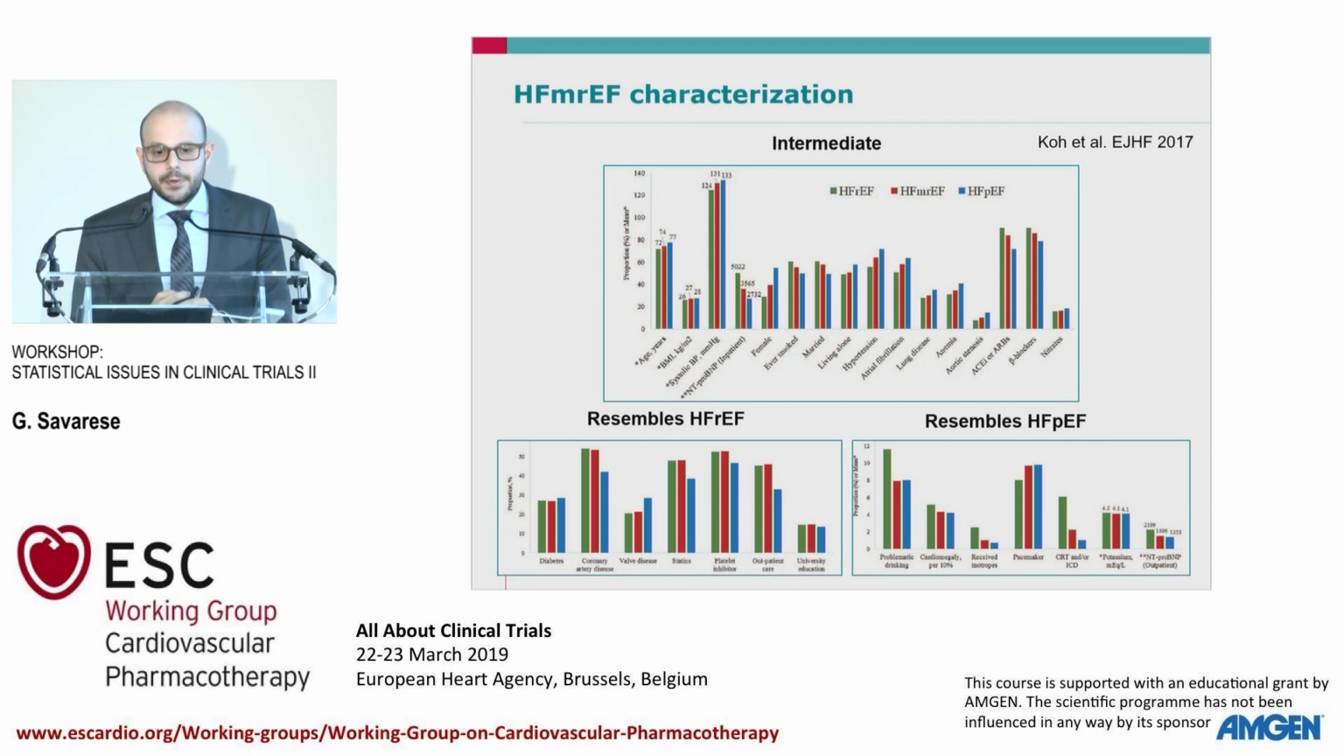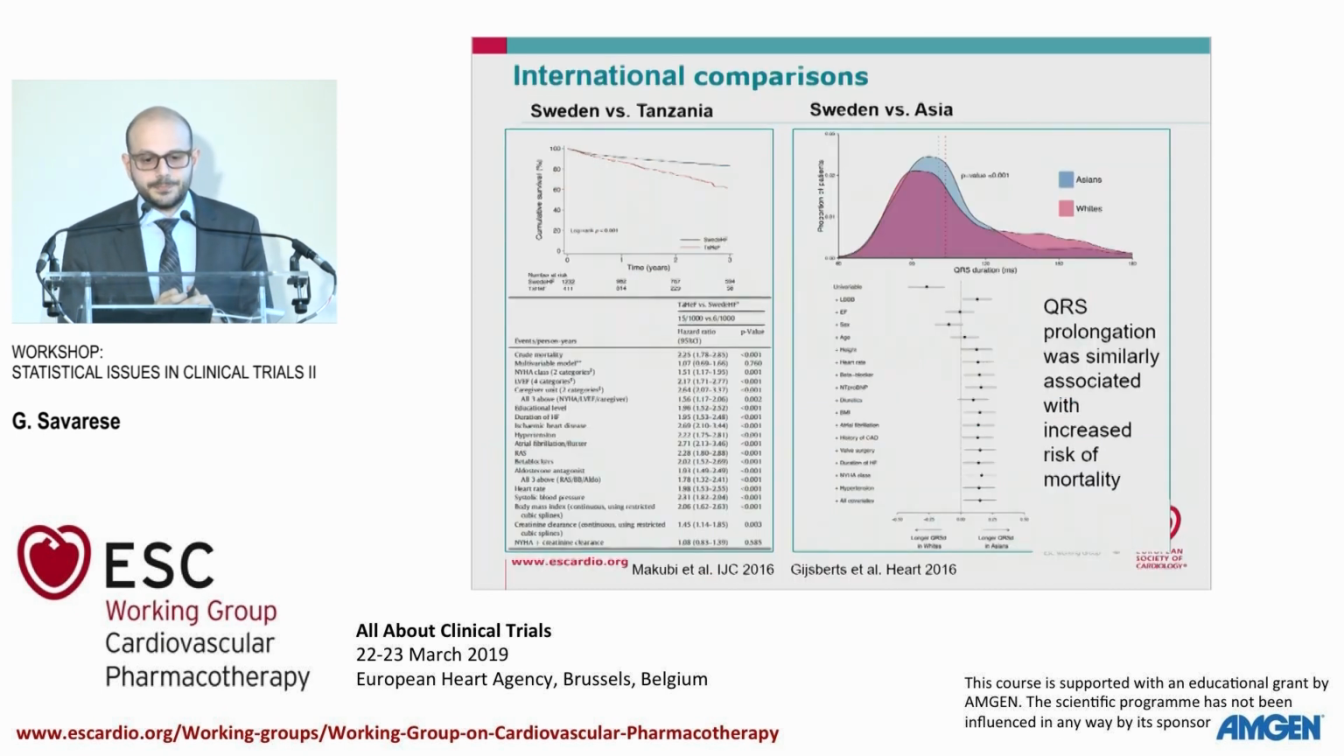And in this paper, we actually compared HFpEF, HFmrEF, and HFrEF for all the baseline characteristics recorded in SwedeHF and treatments, and we observed that patients with HFmrEF are intermediate between those with HFpEF and HFrEF for several baseline characteristics, and they are more similar to HFpEF for some baseline characteristics, but they are much more similar to HFrEF when we talk about ischemic heart disease.